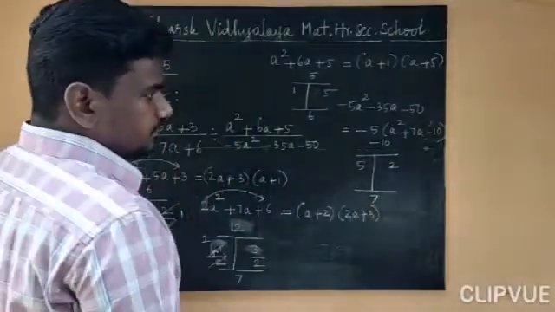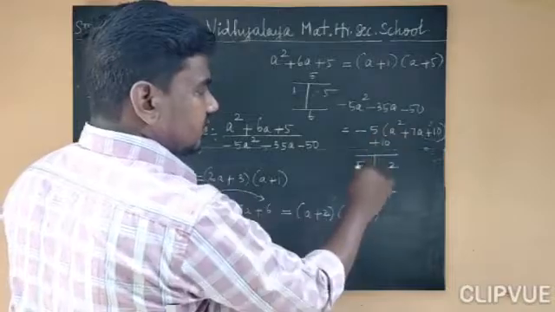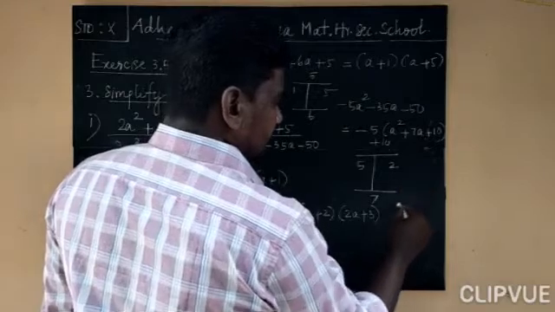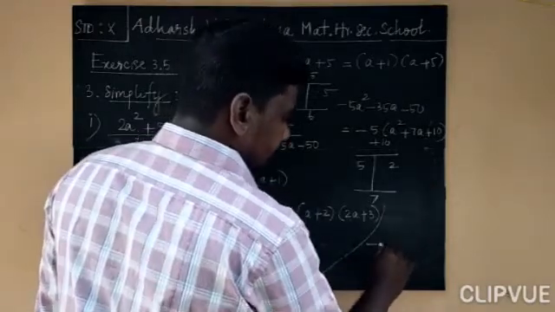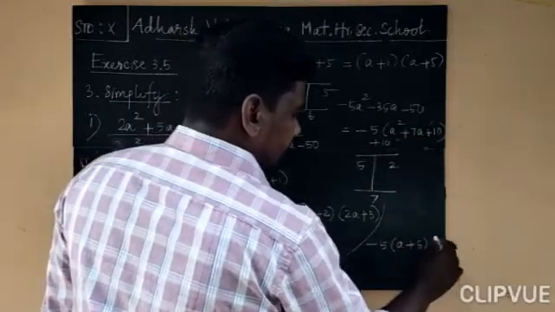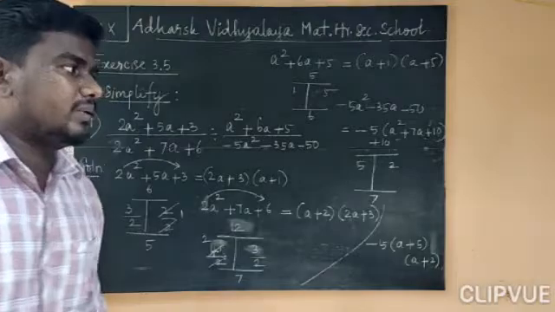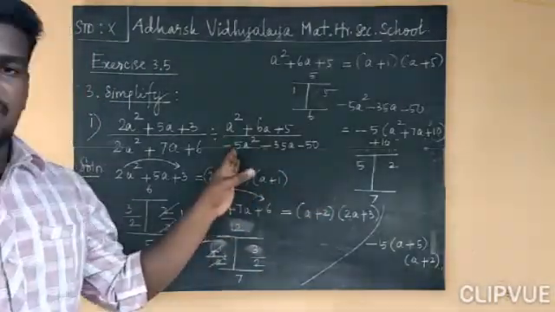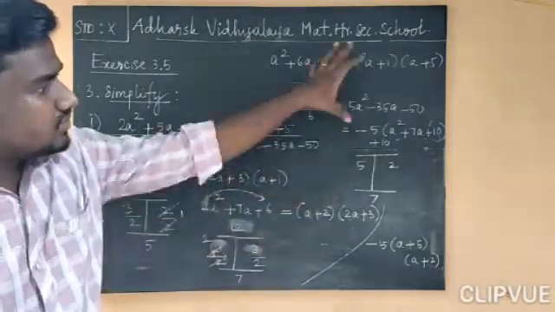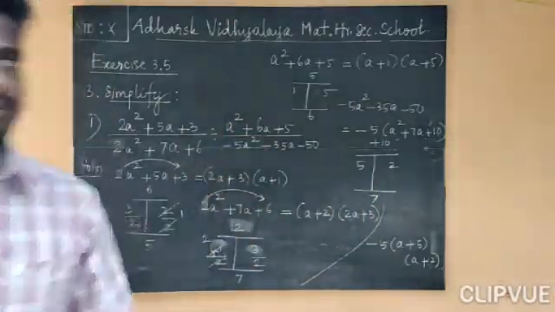Sorry, here plus 10 is there. So 5 into 2, 10, and 5 plus 2, 7. So the factors: we can write minus 5 into, instead of this quadratic polynomial, a plus 5 and a plus 2. These are the factors of this quadratic polynomial. Now I am going to assign their values here. We found the factors of the given quadratic polynomials. Let us assign their values here.